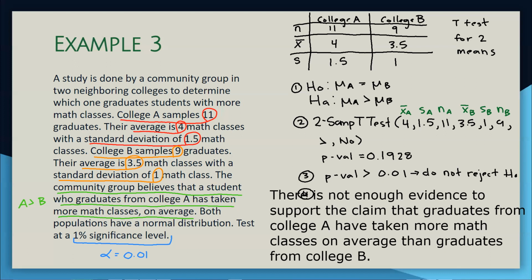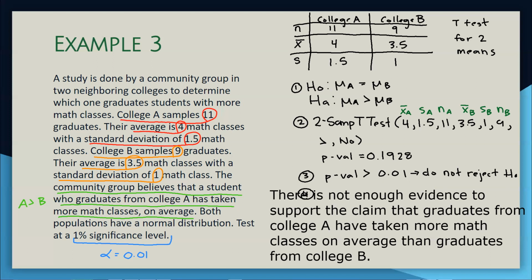So a few things. First, they give us a claim. The group believes that blah, blah, blah. And then they say test. So they're giving us the claim, asking us to test it. That tells us this is a hypothesis test. They also consistently use the word average. College A has taken more math classes on average. We're given the average for College A, the average for College B. So I know this is a hypothesis test for specifically 2 means. The decision is then T or Z. And because we're given sample standard deviations, we're going to use a t-test.